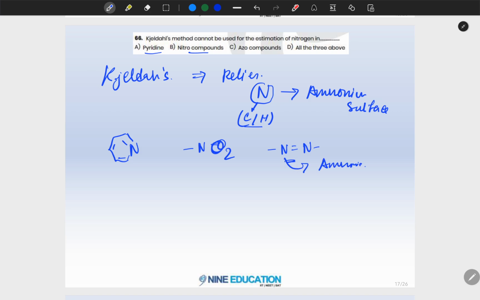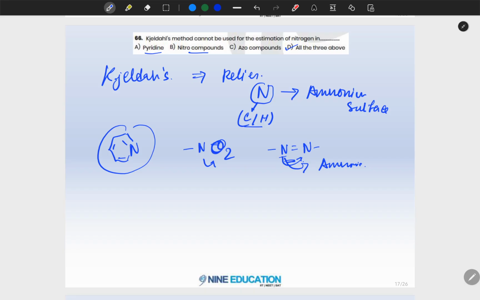So that's why the Kjeldahl method cannot be used for the estimation of nitrogen in pyridine type of compounds where nitrogen is present inside the ring, or when nitrogen is attached to oxygen, or when nitrogen is attached to another nitrogen. So that's why D should be the correct answer.